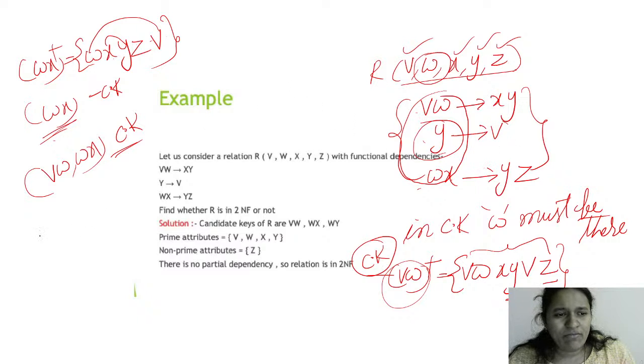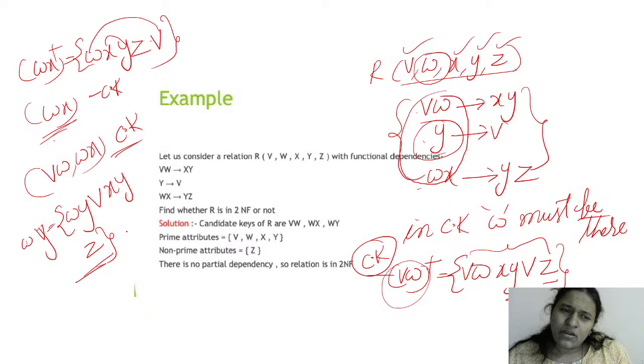We will try with WY. What is the closure of WY? WY, Y to V, VW to XY, WX to YZ. Here, because V is the right hand side of Y.